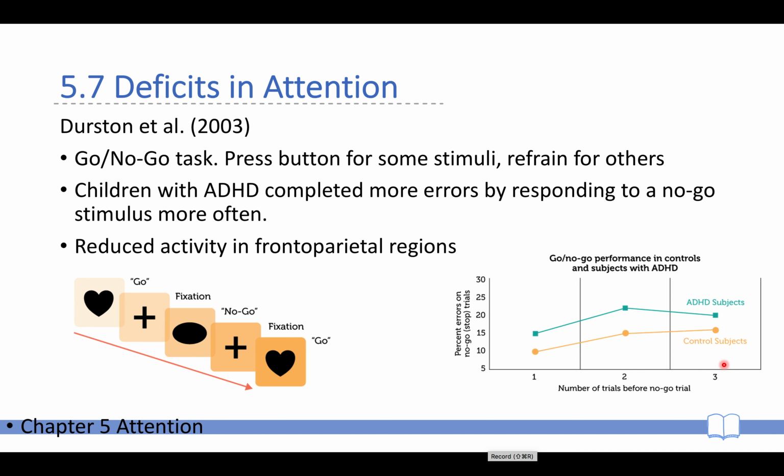Durston et al. found that children who have ADHD committed more errors by pressing the button even though it was a no-go stimulus. In addition, using fMRI, they found that these participants who had ADHD had reduced activity in the frontoparietal regions that we know are involved in endogenous attentional control.